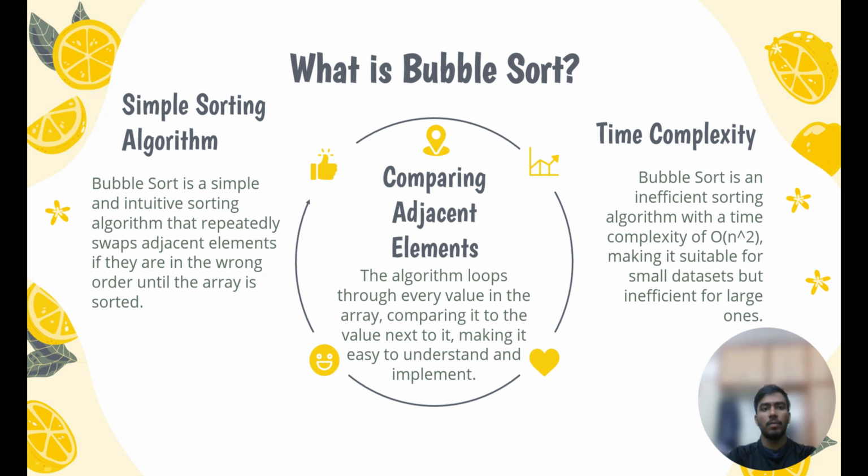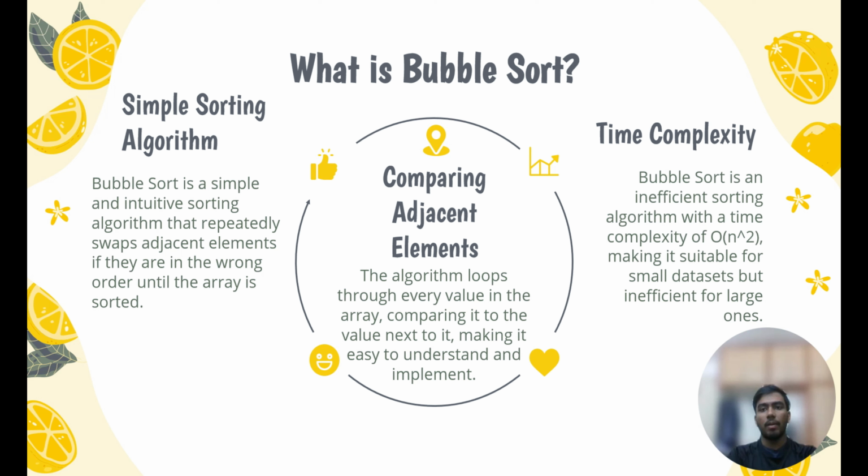What is bubble sort? It is a simple sorting algorithm. Bubble sort is a simple and intuitive sorting algorithm that repeatedly swaps adjacent elements if they are in the wrong order until the array is sorted. Comparing adjacent elements: the algorithm loops through every value in the array, comparing it to the value next to it, making it easy to understand and implement.